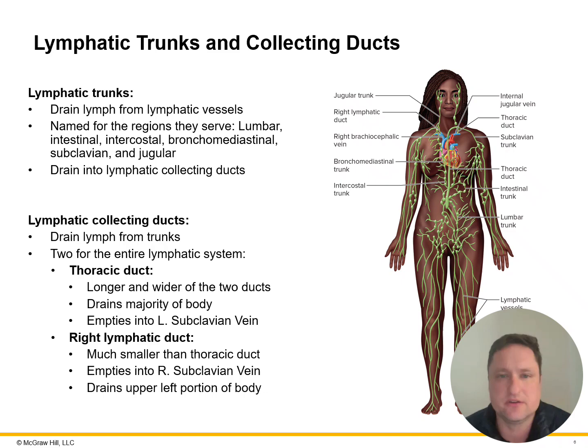So these trunks converge into two collecting ducts. The thoracic duct, which is the longer and wider channel, drains the majority of the body, including both lower limbs, the abdomen, the left thorax, the left upper limb, and the left side of the head and neck, and empties into the left subclavian vein. The right lymphatic duct is much smaller and drains the upper right quadrant. So that's the right side of the head and neck, the right upper limb, and the right thorax, and it drains into the right subclavian vein.